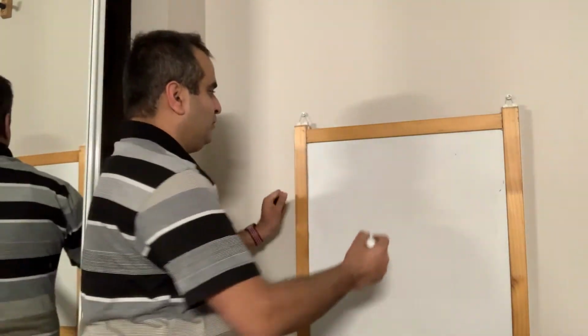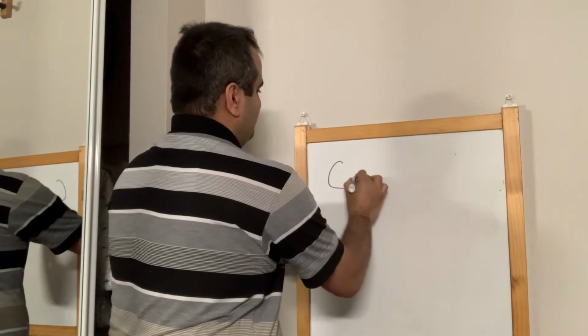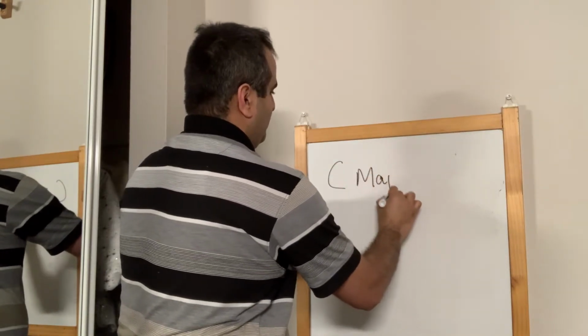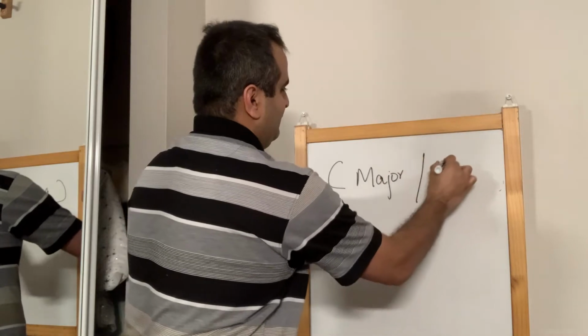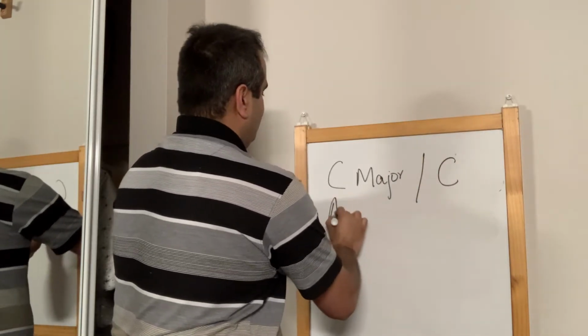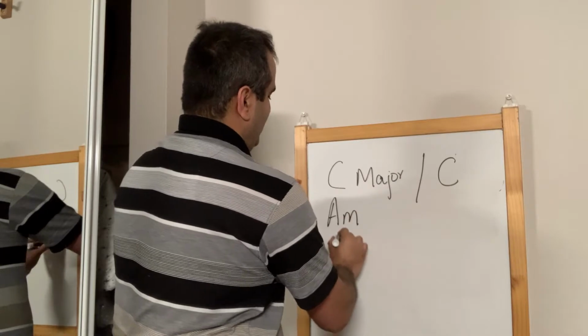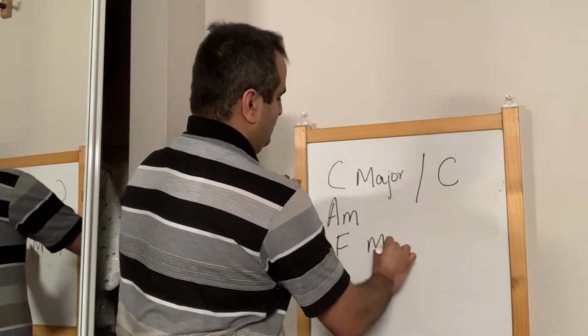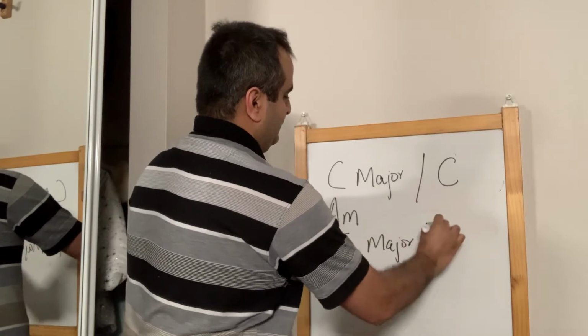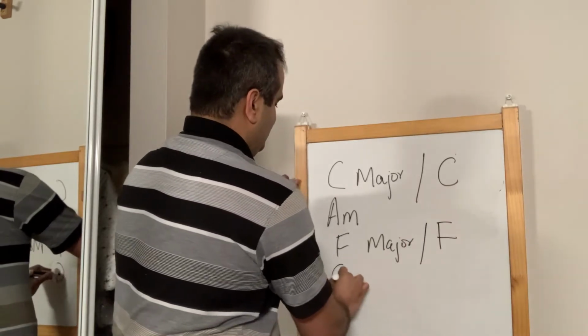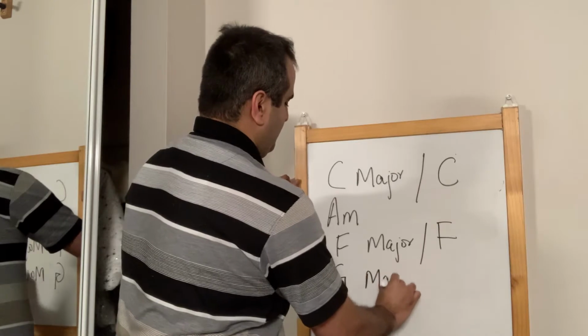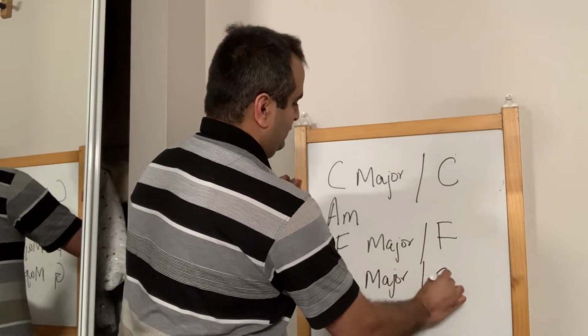So in this lesson, we're going to talk about four very popular chords, right? So what are those four chords we are going to learn today? So here they are. So first one is C major, also called as C, A minor. Then we have F major, or also called as F, and then G major, or also called as G.